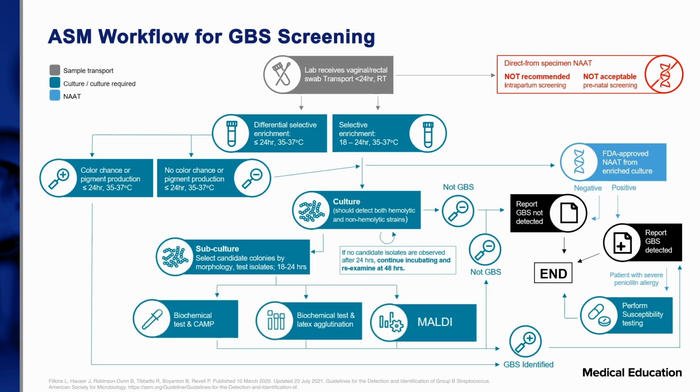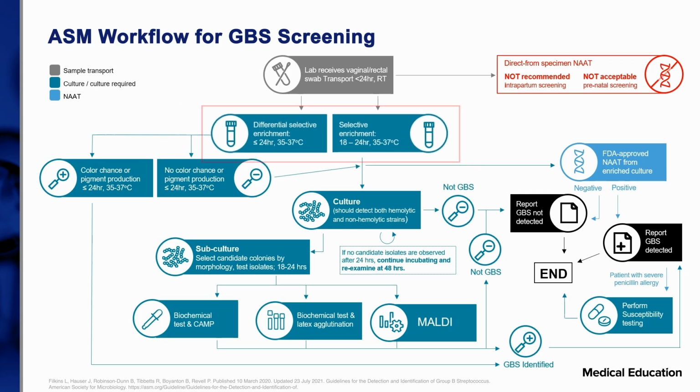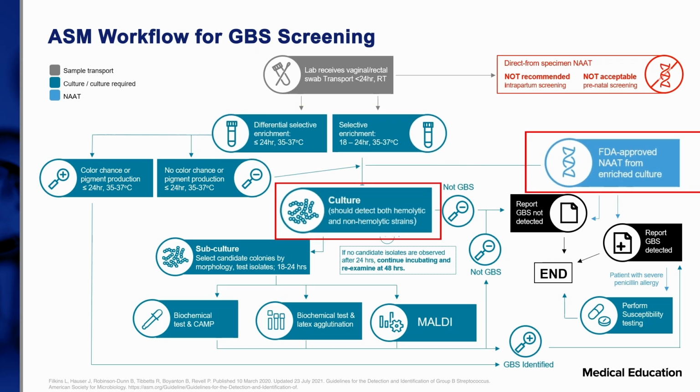So now we go to a selective enrichment. So this is the swab now coming in with the liquid being put into a selective enrichment media, which is meant to help grow group B strep and cause the growth of non-group B strep to be less, and we'll talk more about that. But that selective enrichment needs to get incubated for 18 to 24 hours, so basically till the next day. That then gets put in culture, and culture can detect both hemolytic and non-hemolytic strains.